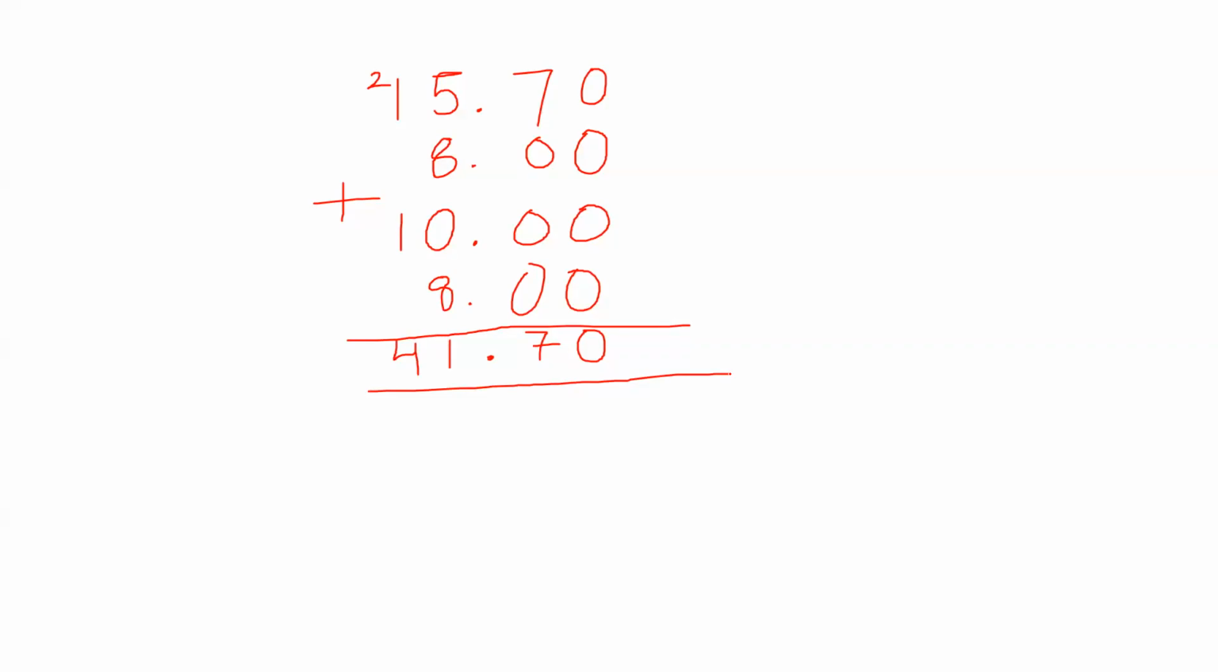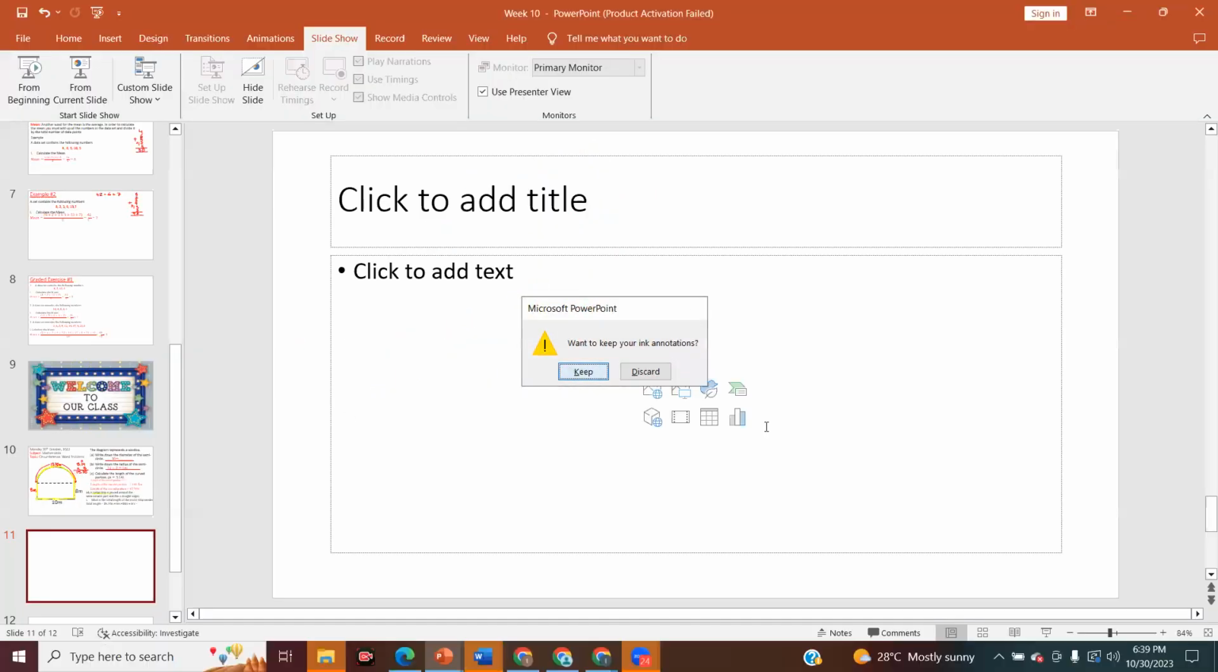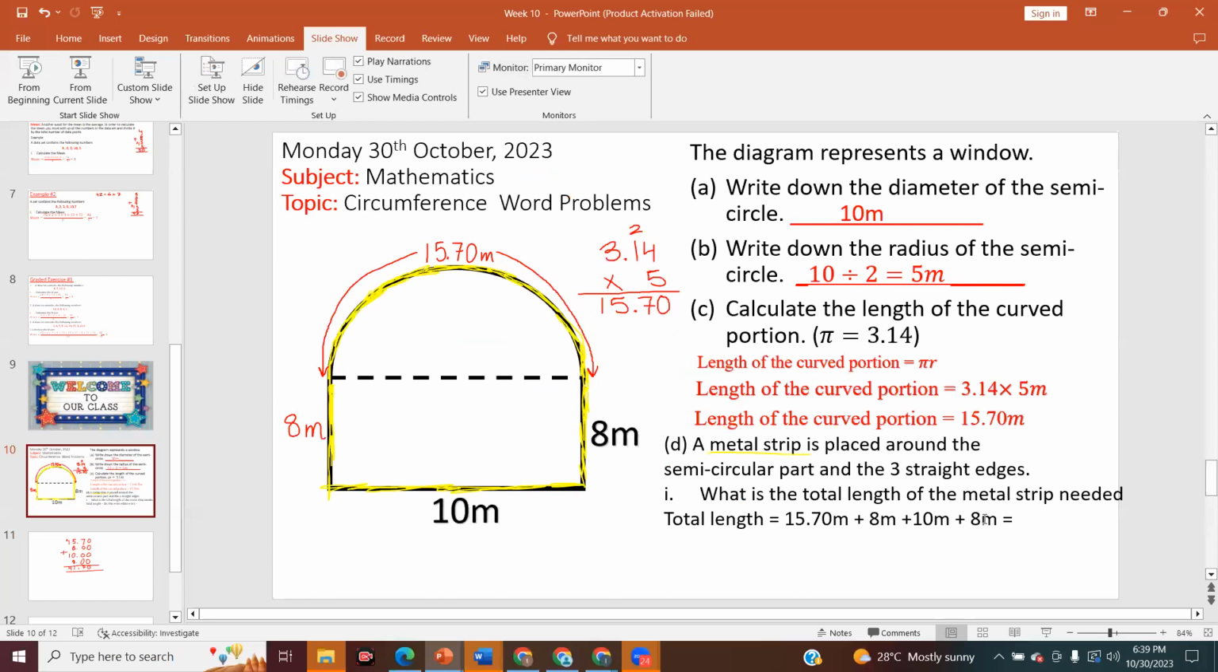Mr. Petit, go ahead. Do we actually have to put 70 or just 7? Both are fine. They mean the same thing. So the answer is not 15, sorry, 41.70 meters. All right.